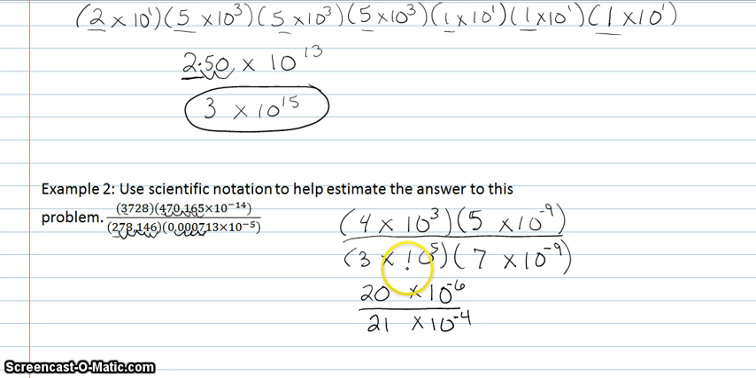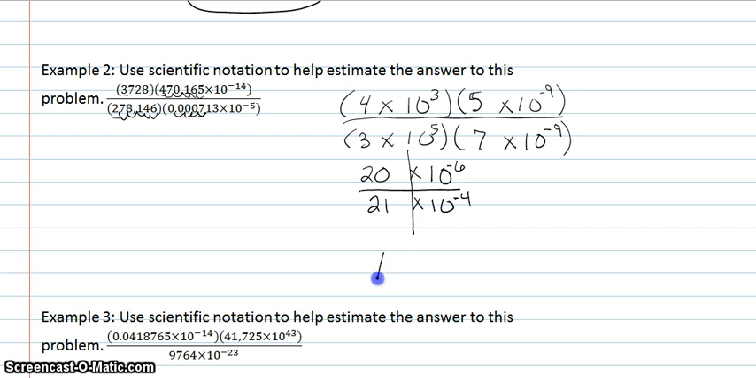And then I'll work this in 2 sections. So 20 over 21 is approximately 1. So I'll say that's just a 1. And then times 10, I would subtract the negative 4 from the negative 6, so it would be negative 2. Because subtracting a negative 4 is the same as adding a 4. So 1 times 10 to the negative 2nd would be the approximate answer for this problem.